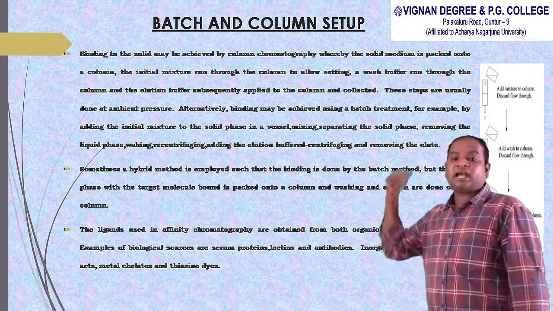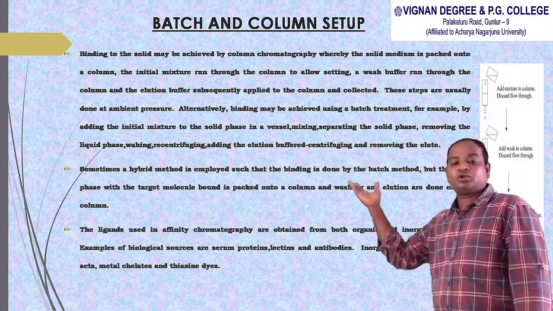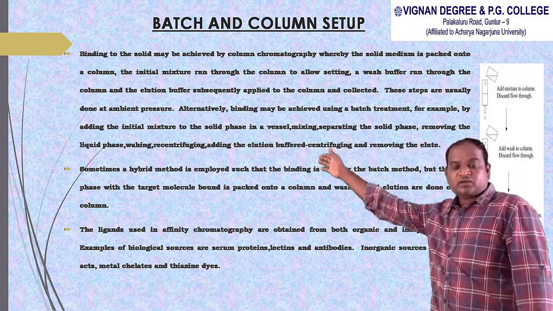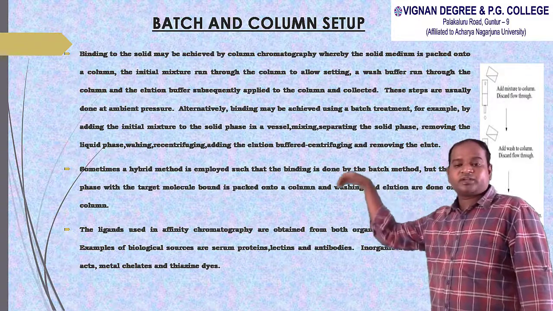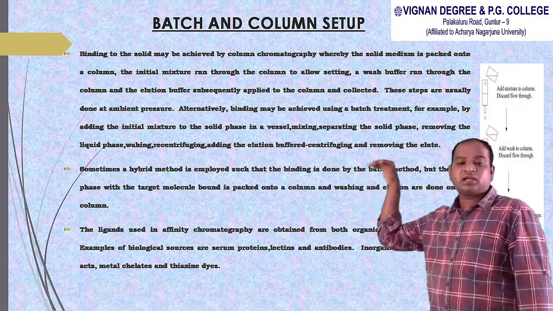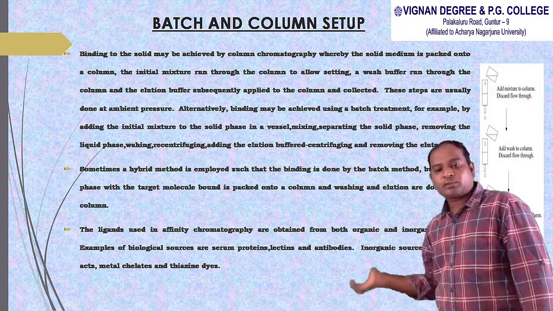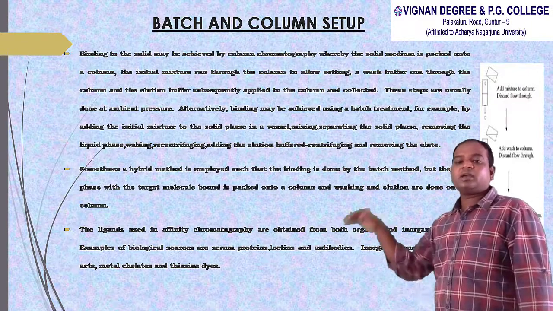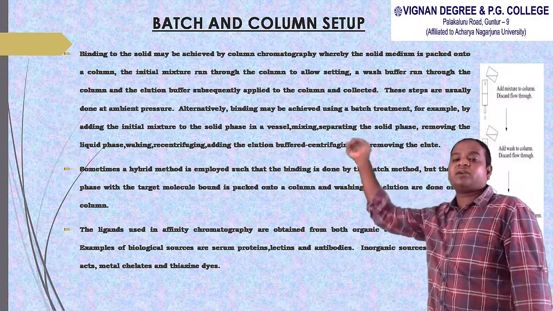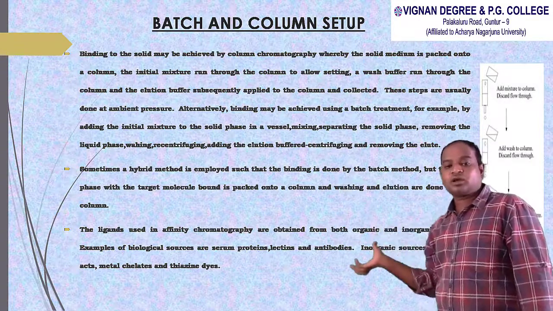Likewise, if you add more affinity molecules than the hexokinase, what happens? The more affinity molecules come and bind at the substrate analog place. Again, the enzyme hexokinase will come out of the column. In this way, we are separating the required molecule from the column.